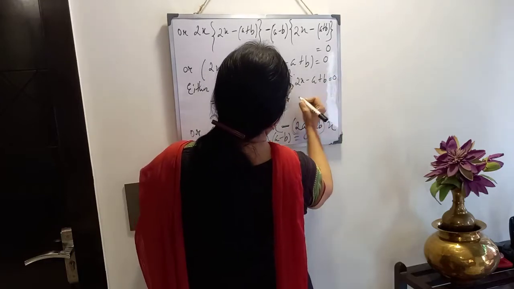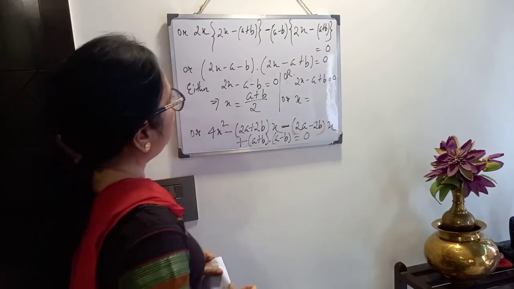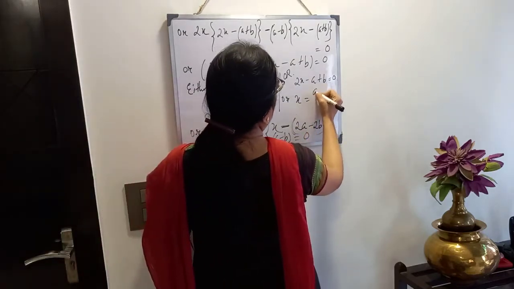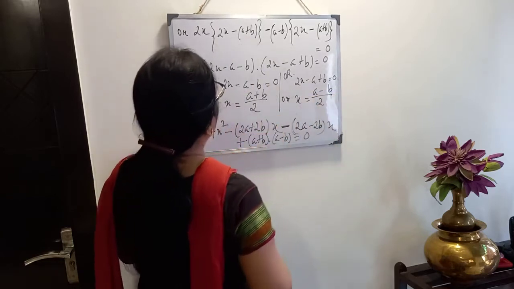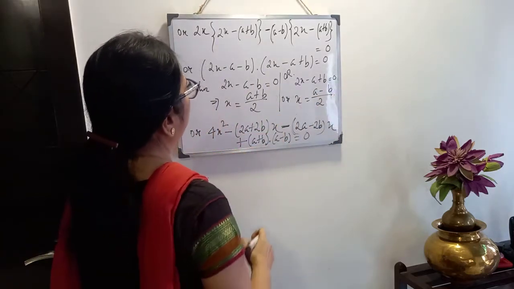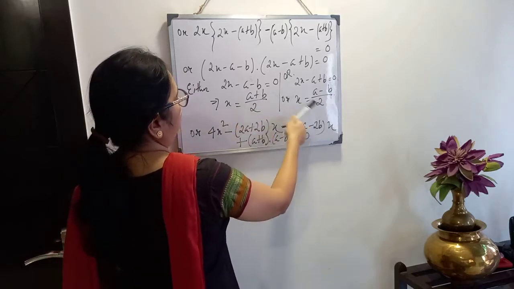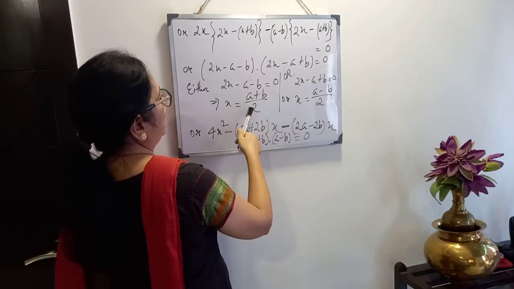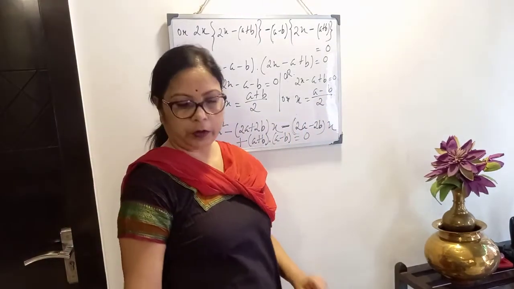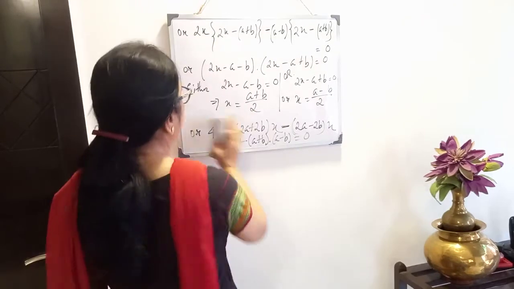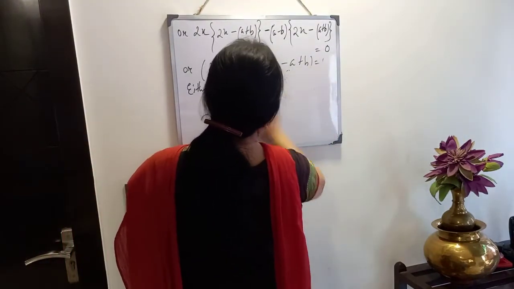If we go that side, then a will be positive and b will be negative, so it will become a minus b by 2. After solving the quadratic equation, we have noticed we are getting 2 roots, or 2 values of x. Clear? One is a plus b by 2 and another is a minus b by 2. These two are the solutions. Now next one. These we are solving by factorization method.